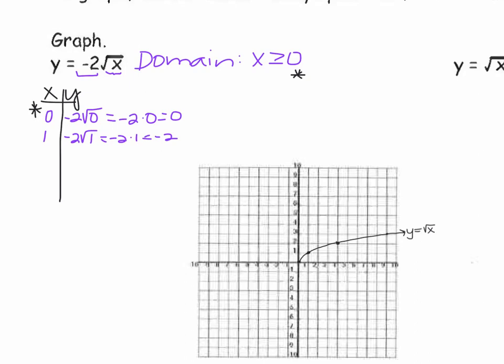Again, we're going to skip 2 just because that gives us a decimal, but if you want to type that in and get an output, you're welcome to do so. I'm going to jump up to 4 because that's a perfect square root again. The square root of 4 is 2, and negative 2 times 2 puts us all the way down to negative 4. If I go out one more to 9, that again is going to put us at the edge of our graph. Let's see what our output is there. Negative 2 times the square root of 9, well, the square root of 9 is 3, and negative 2 times 3 is negative 6. Let's plot these points to see how it looks different from our parent function.